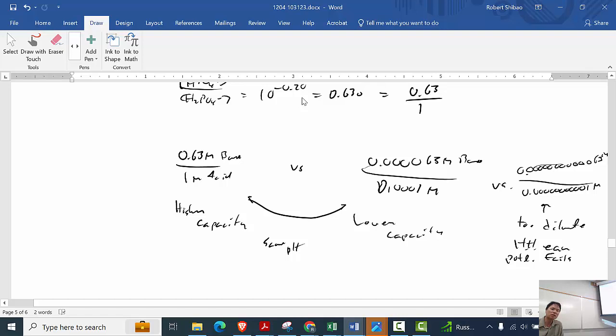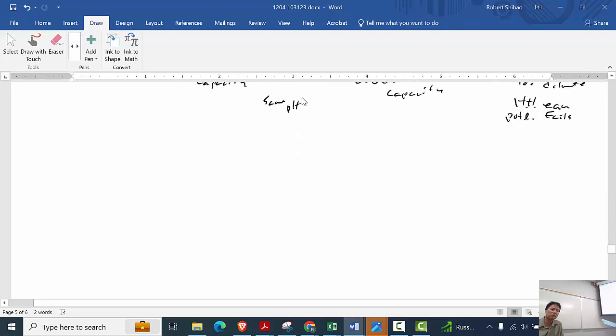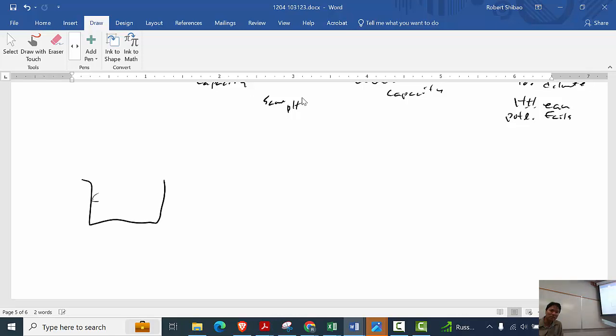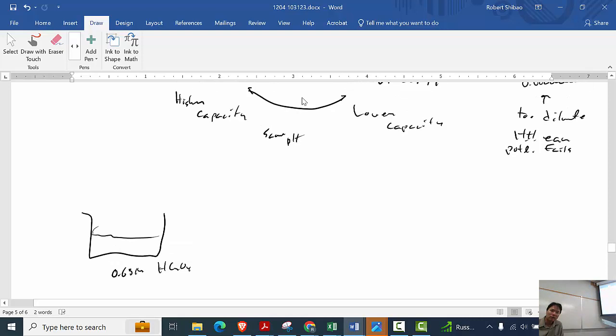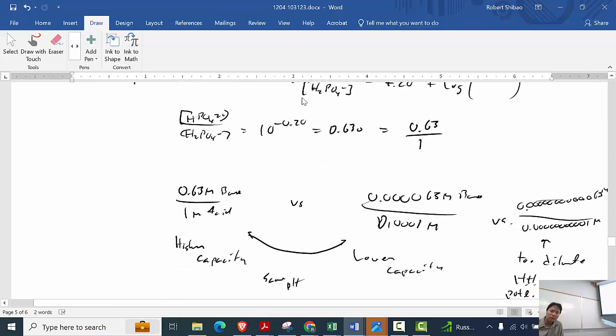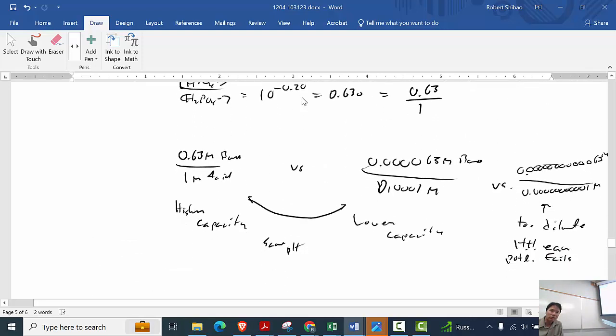So let's just try the two different capacity buffers. And so the first buffer I'm going to make is, I just need to make a solution that's going to be 0.63 molar of the base. Actually, what was my base? HPO4 2 minus.